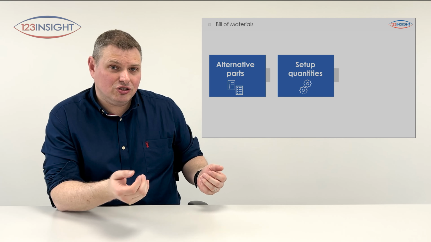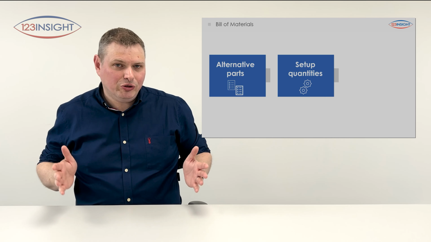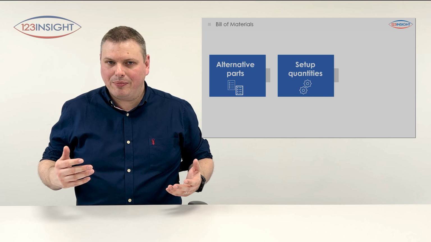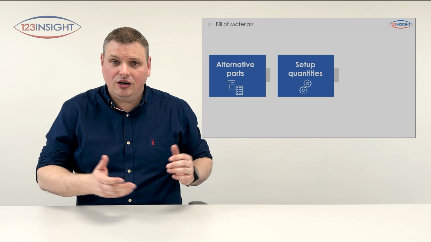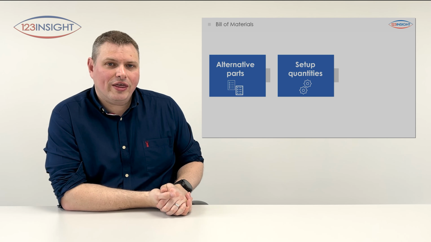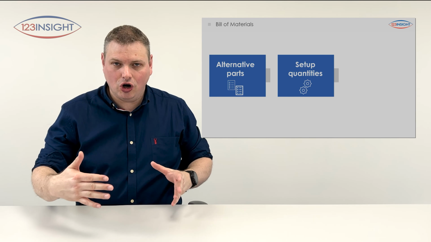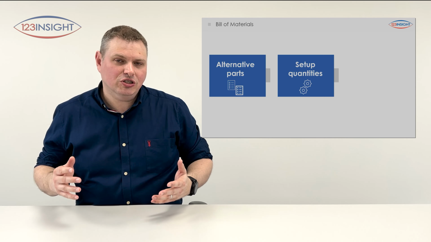Setup quantities. So thinking about things like injection molders, every time they set a molding machine up, there'll be an amount of plastic, an amount of polymer, lost in that process because they've purged the barrel through and some polymer will be drained from the machine in that process. Well, that can be modeled into the bill of materials so that we know every time we set up this job to make this part, we're expecting to lose X amount of this material.